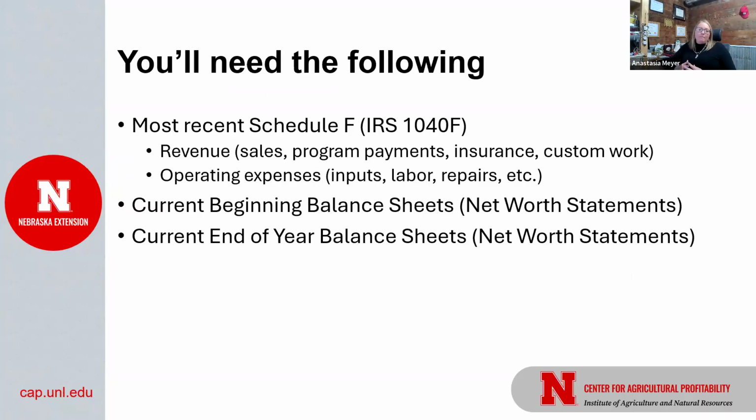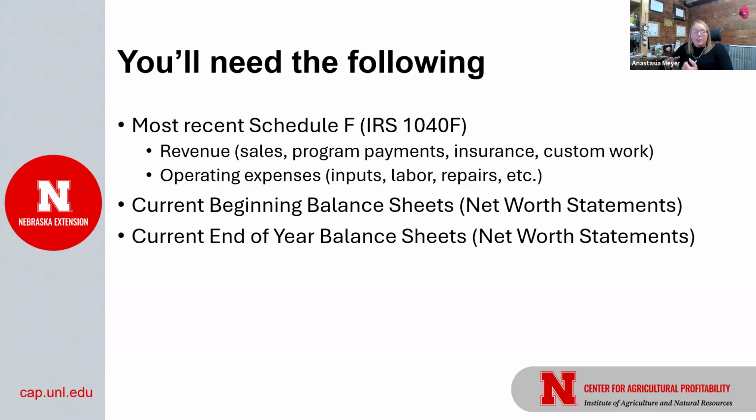So, what are you going to need? First off, you're going to need your Schedule F. You're going to have that broken out into revenue and operating expenses already on your taxes. So I think this is a really good way to start. If you don't want to use your Schedule F and you want to use your own revenue and operating expenses, that's great. But most people like the Schedule F because it is an easier way to do it.